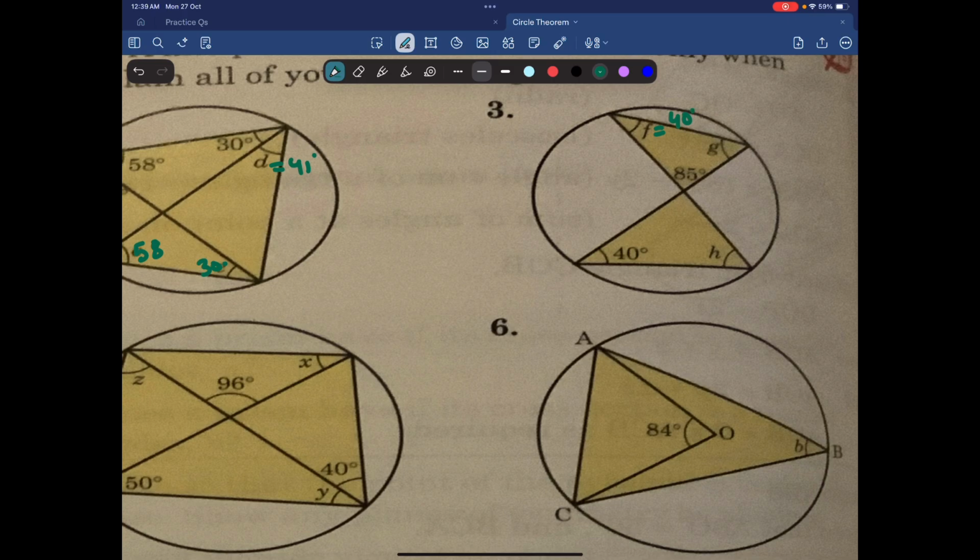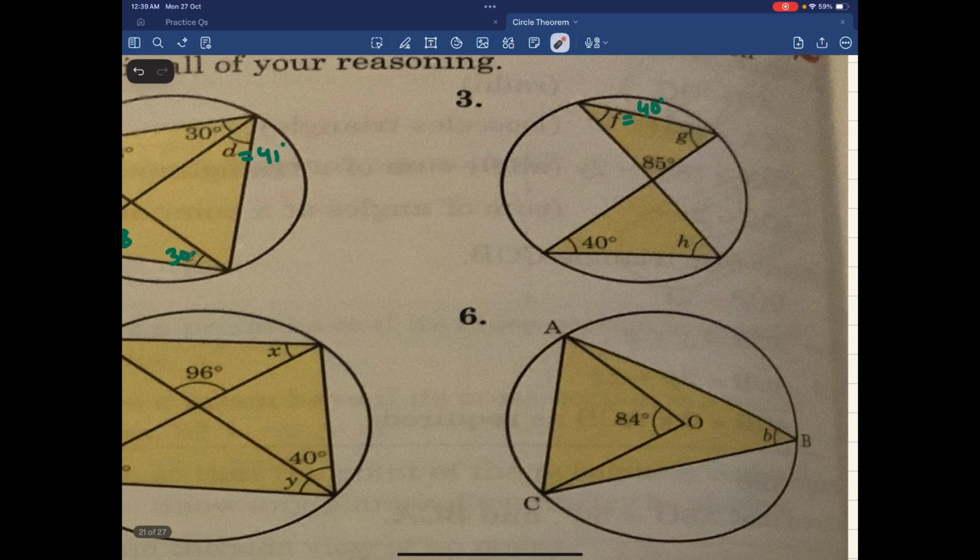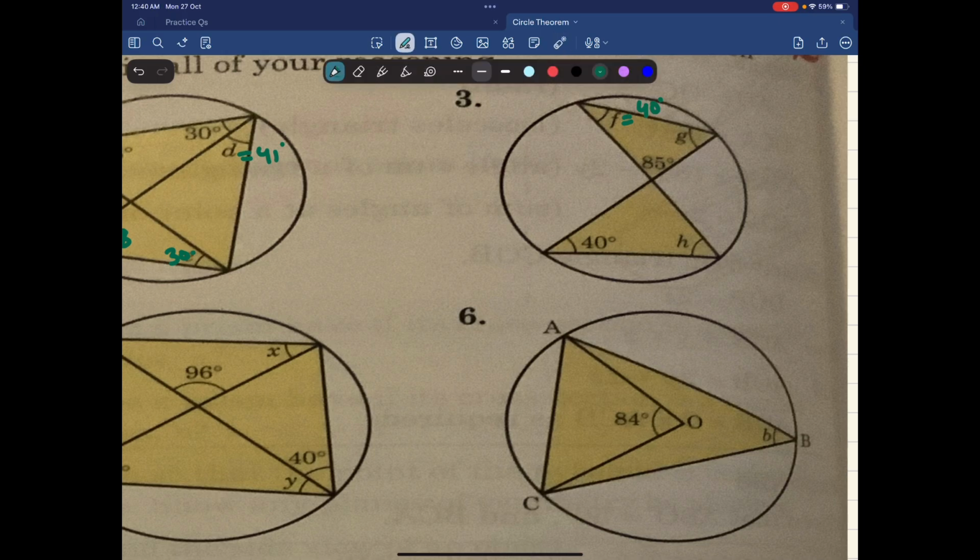Now we know that if this is 40 and this is 85, we can use the sum of interior angles of a triangle to find G. So 180 minus 85 minus 40 gives you 55. So angle G is 55.